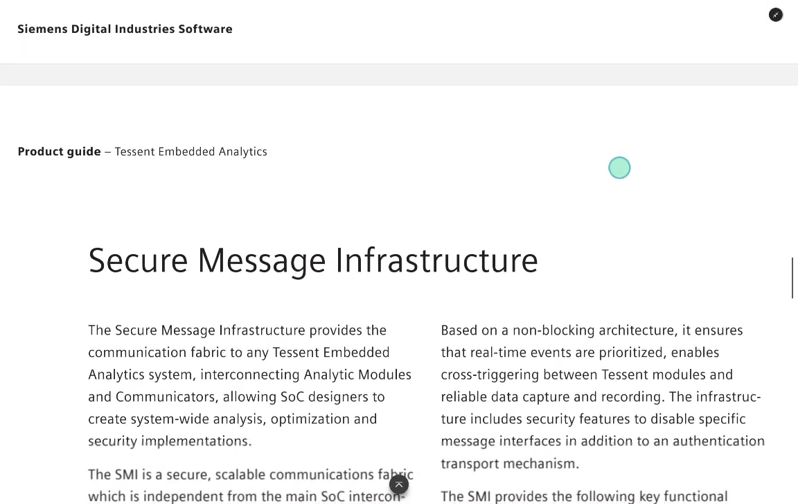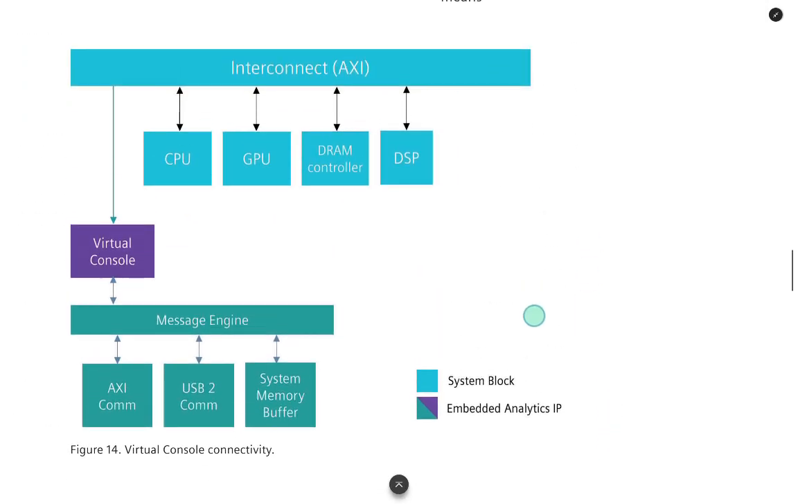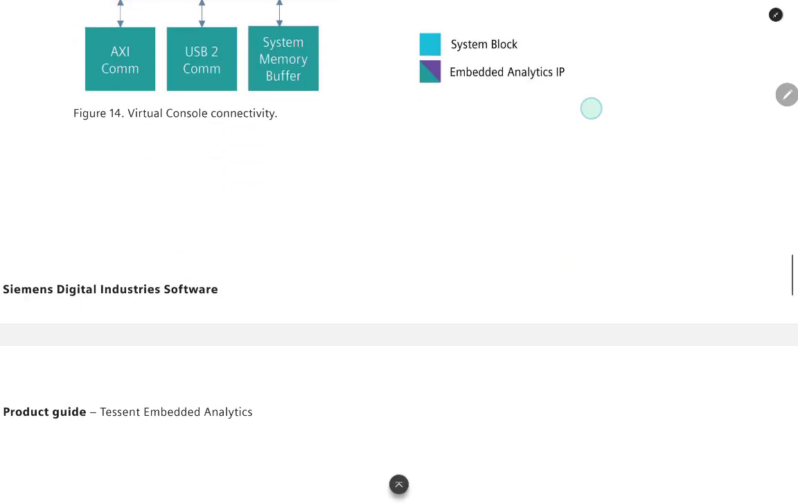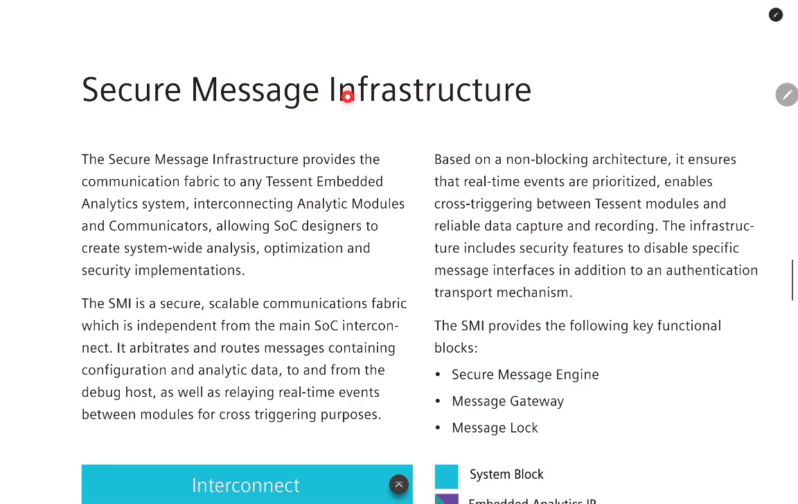So, this is figure 4, the virtual console connectivity and the secure messaging infrastructure. The secure messaging infrastructure provides the communication fabric to any Tessent embedded analytics system, interconnecting the analytic modules and communicators, allowing the SoC designers to create a system-wide analysis, optimization, and security implementation.